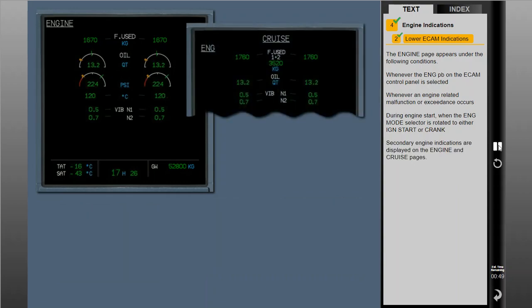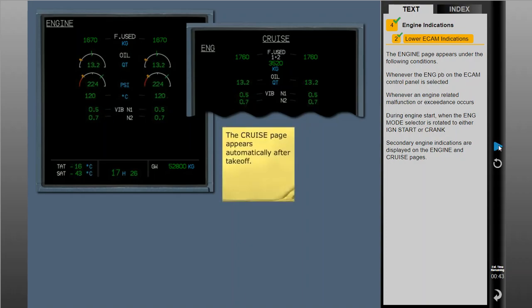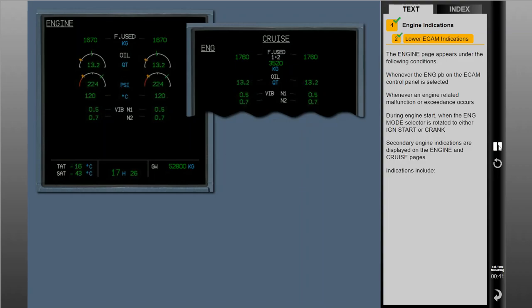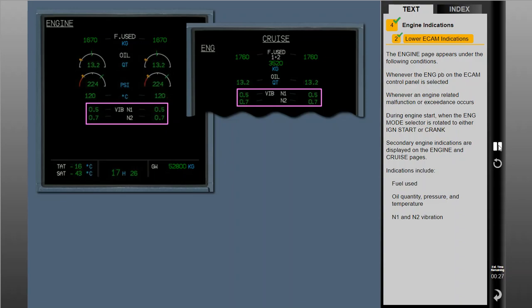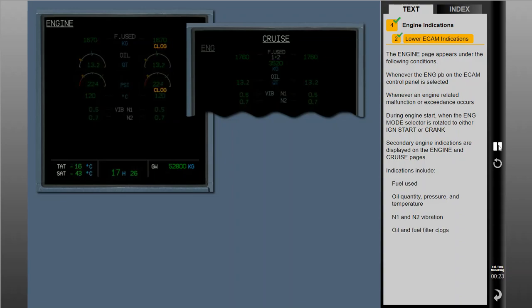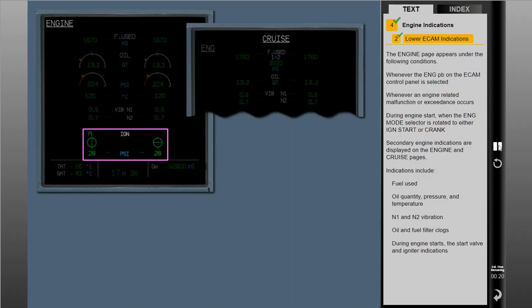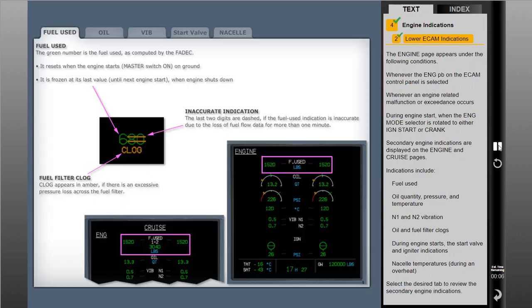Secondary engine indications are displayed on the engine and cruise pages. Indications include fuel used, oil quantity, pressure, and temperature, N1 and N2 vibration, oil and fuel filter clogs. During engine starts, the start valve and igniter indications, and if an overheat occurs, the engine nacelle temperatures. Select the desired tab to review the secondary engine indications.